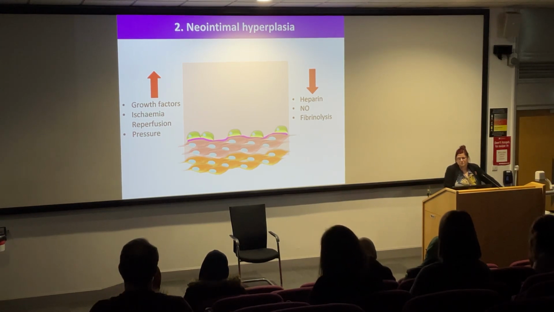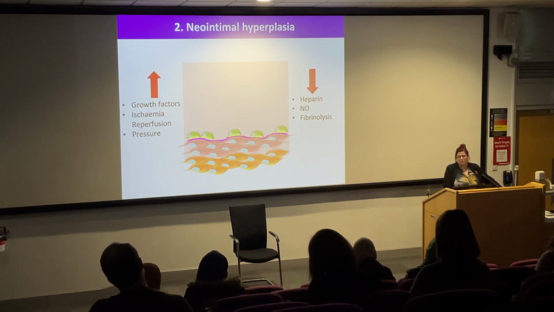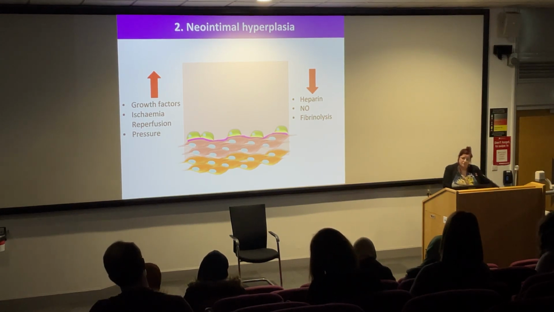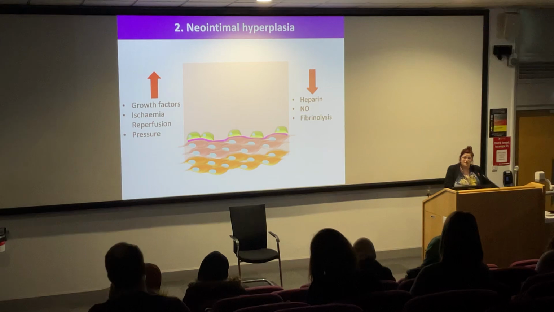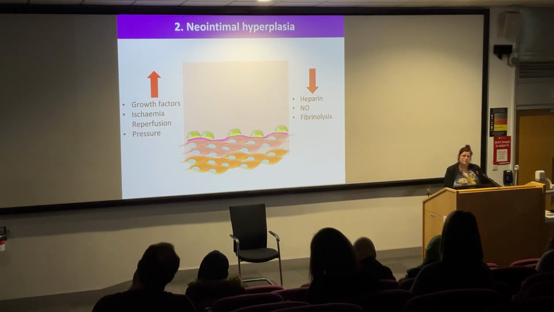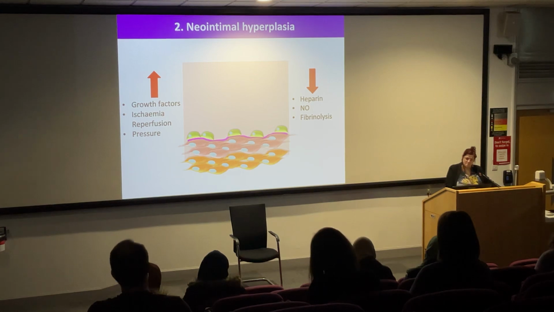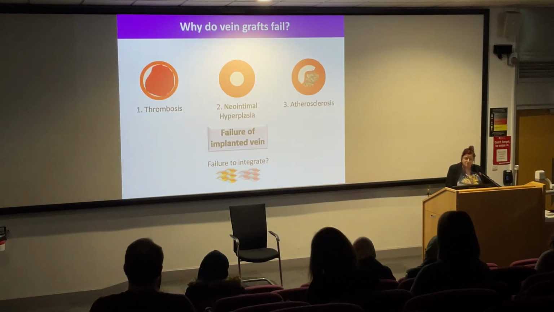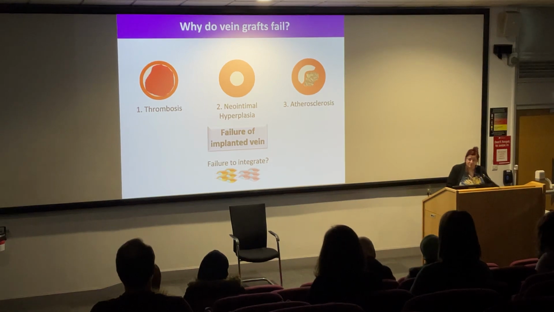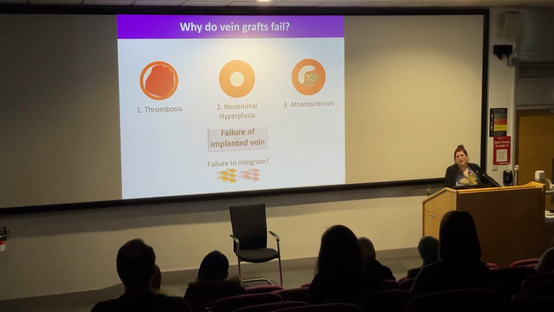And also with the different treatments that you have following bypass grafting, you're more likely to have heparin, nitric oxide and fibrinolysis. So these are blood thinners basically, to prevent your blood clots from forming, but they can also contribute to this pathological process. So it can contribute to thrombosis as well. So that's thrombosis and neointimal hyperplasia.